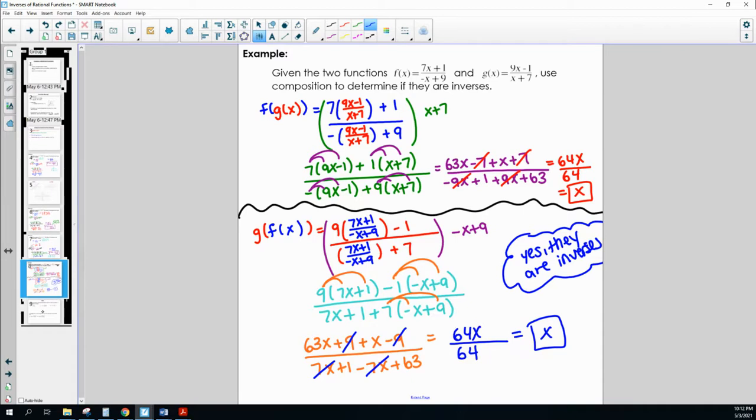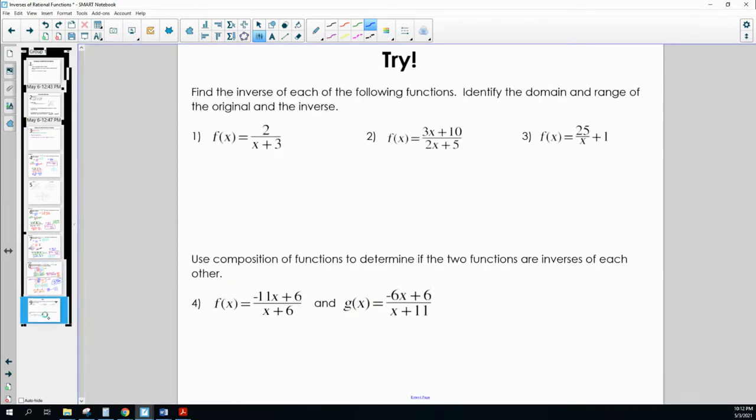Okay, so for homework, you guys are going to try these 4 problems. The top 3, you're just going to find the inverse of the function and identify the domain and range of the original and the inverse. So like those first 3 problems. And then for problem 4, you have 2 functions and you're going to use composition, both f of g of x and g of f of x, in order to determine if they're inverses of each other.